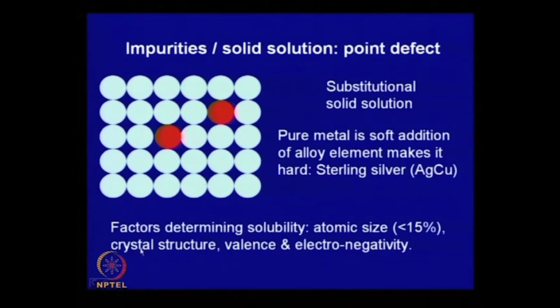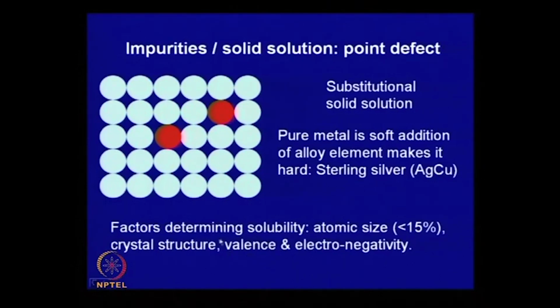Next factor is the crystal structure. If both crystal structures are similar, then they can have a large amount of solubility. Like in the case of silver and copper, silver is FCC, copper is also FCC. So, here there is a substantial amount of solubility. But take the case of, let us say, iron. Iron is a BCC structure, and suppose you add some amount of nickel to it, nickel is FCC, or some amount of copper, copper is FCC. Here, definitely because of the difference in crystal structure, they will have limited solubility.